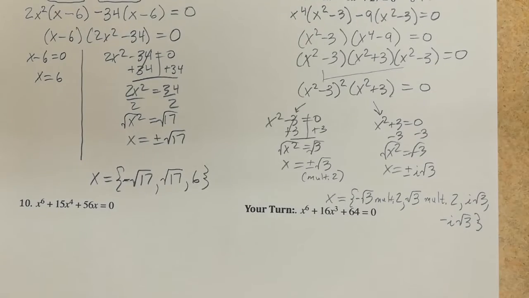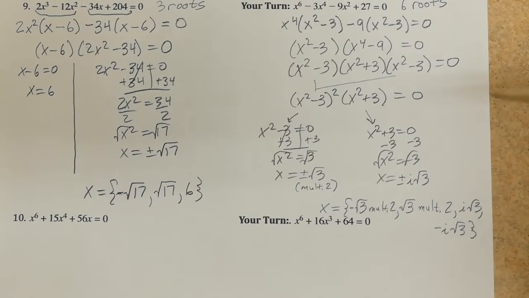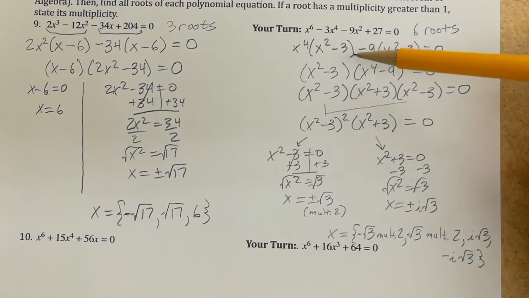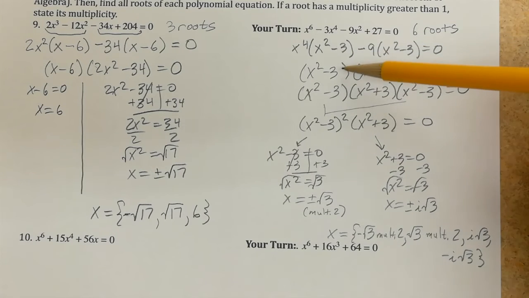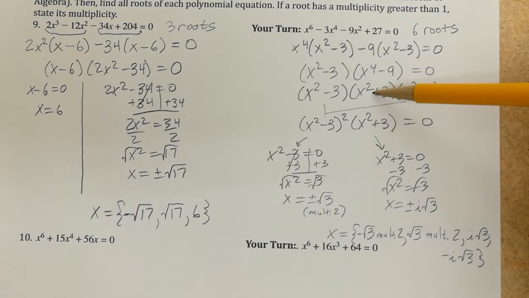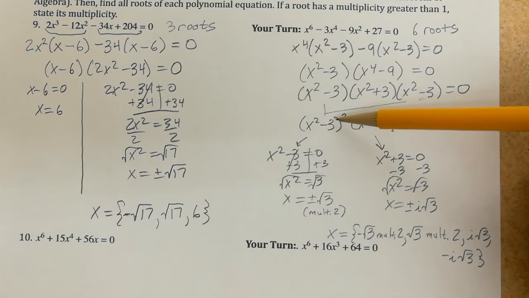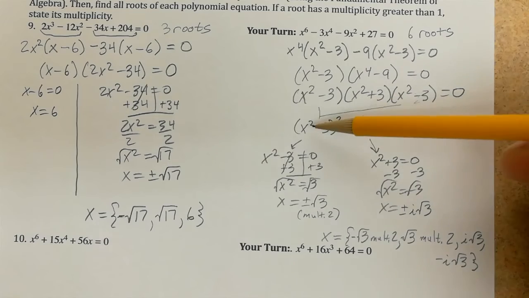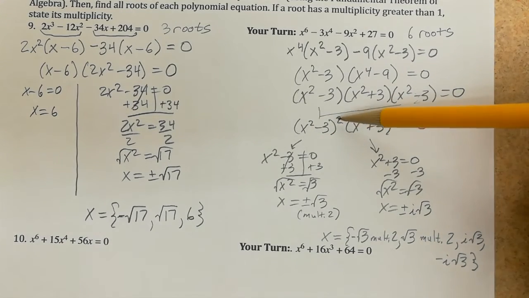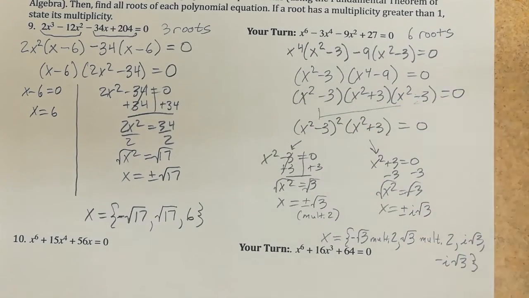Notice you did have some multiplicity in this problem. When I factored here, I did factor by grouping. One of my factors was x to the 4th minus 9. That is a difference of squares, so that breaks down into these two factors, which this factor happened to be the same as this one, so they can be grouped together. And you could write it as x squared minus 3, that whole thing squared.